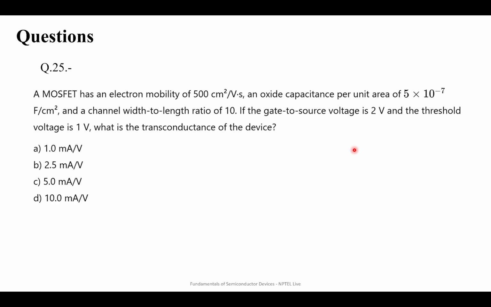The transconductance formula won't change whether you are in linear or saturation. In both cases, your transconductance formula would be the same. Okay, sir, how to derive? So it's the differentiation of ID with respect to VGS.